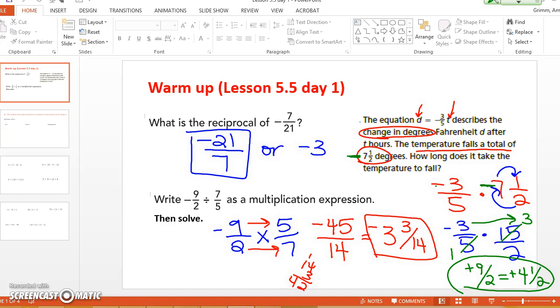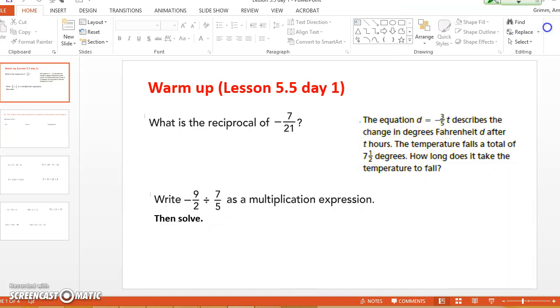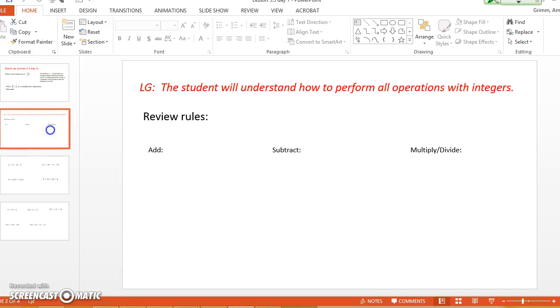All right, so yesterday we worked on our flip charts, and so I want to review those rules real quick. So you might want to grab that if you have that handy. We're going to talk about each of the rules.